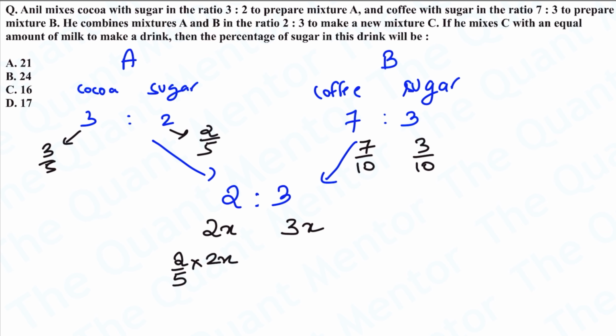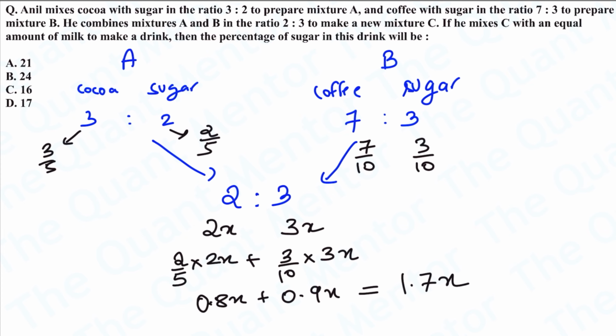So how much sugar is contained in the second mixture? It is 3/10 of 3x, right? When you add this, you get the total content of sugar when we combine the mixtures A and B. So 2 into 2x upon 5, this is 4x upon 5 or 0.8x, plus 3 into 3x upon 10, 9x upon 10, is 0.9x. This will be 1.7x. Now notice that the total mixture right now, combining A and B, is worth 2x plus 3x or 5x.